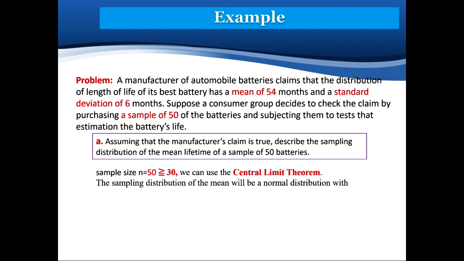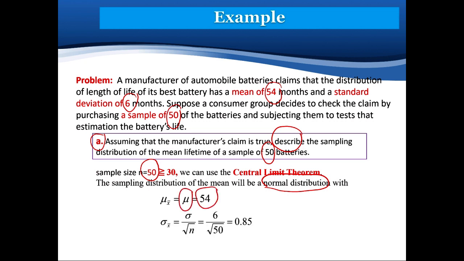So it will be a normal distribution with mean equal to mu. So the mean is 54 months. And the standard deviation, from the central limit theorem, is sigma divided by square root of n. Sigma is 6, n is 50. So you can calculate the standard deviation of the normal distribution, 0.85.